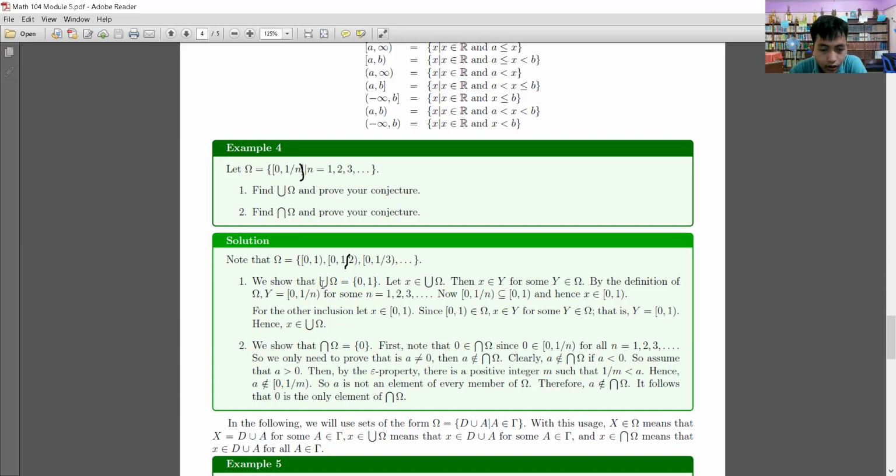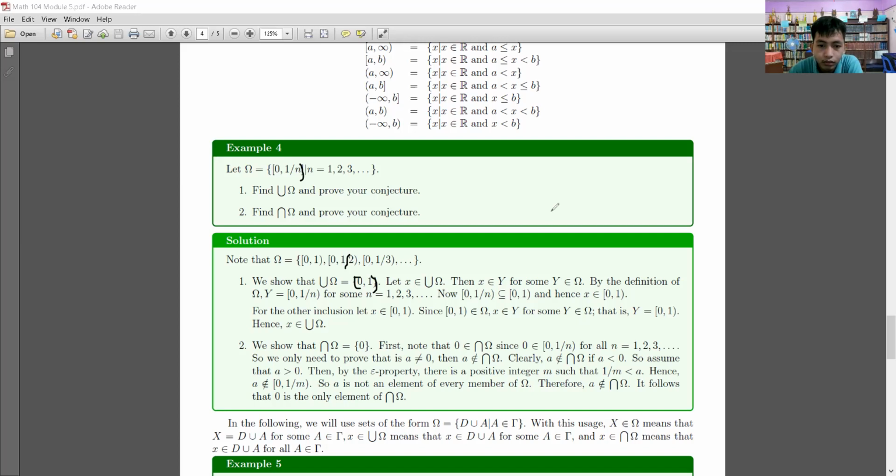First, we need the generalized union. By observation, we can see that the generalized union is the half open interval from 0 to 1. So we show that our generalized union is the half open interval from 0 to 1.